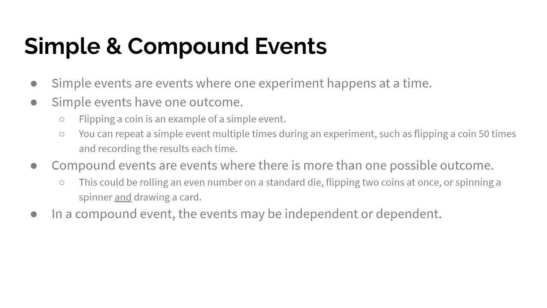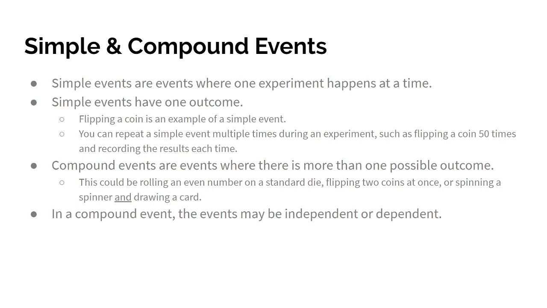A simple event is where you do one thing. You flip a coin, you spin a spinner, you reach into a sock drawer and pull out a pair of socks at random. Why would you do that? I don't know. I don't know why anybody does things in math problems that they do, but nevertheless, there we are.